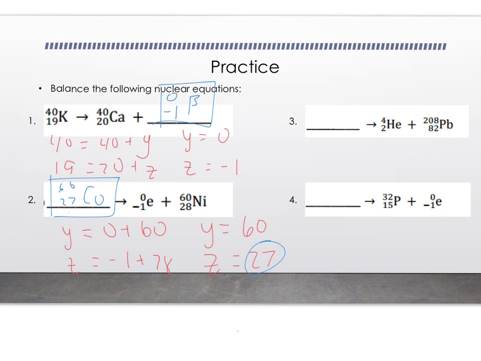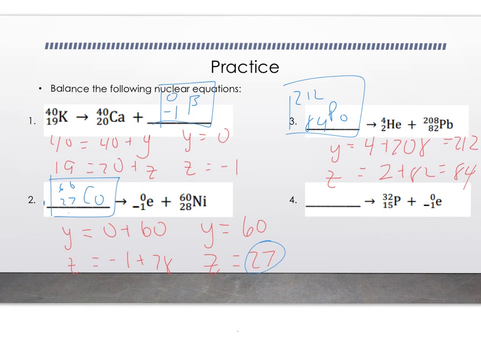And number 3, again, we have our x, y, z. We set our masses equal to each other. And then we set our charges, z is equal to 2 plus 82. So y is going to be equal to 212, z is equal to 84. So looking on the periodic table, what element has the atomic number of 84, which is, I think, Po, if I'm not mistaken. Taking a look real quick. 84 is Po. So you write Po as the symbol, 212 as the mass number, 84 is the atomic number, box in your answer, and that is a balanced nuclear equation.